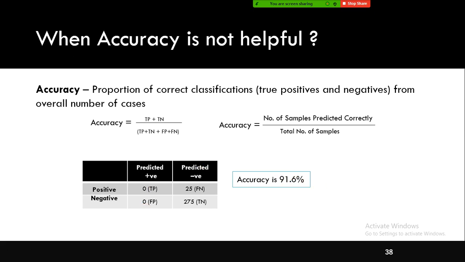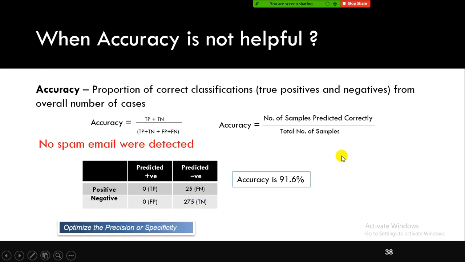But actually, what is happening here is it is predicting the ham emails, non-spam emails, correctly 91.6% of the time. So what happened is, in this case, my model is biased towards the ham emails. Here, no spam email was detected, but still my accuracy is 91.6%. If your model was not able to detect even a single email as a spam email, then what is the point in saying 91.6%?